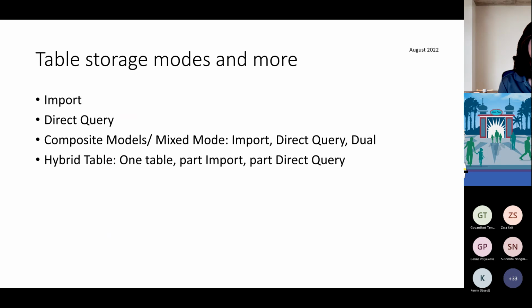So Power BI has different table storage modes that you can define now these days per table. It used to be it was all in one or the other. So import, direct query, and then you have what's called mixed mode. It used to be composite models, but now it's called mixed mode. It means that you can choose per table, okay? So it can be import, direct query, and dual. We're going to look at all of these in detail in just a few moments.